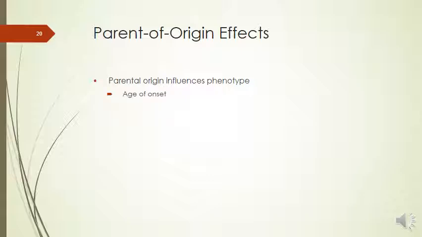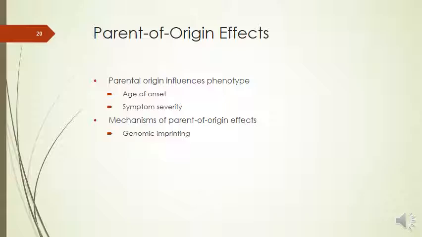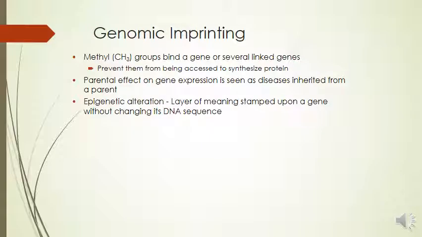If we look at the phenomenon of parent of origin effects, the parental origin influences the phenotype. It influences the age of onset and the symptom severity. Mechanisms of parent of origin effects are genomic imprinting and differences between developmental timetables of sperm and oocyte.